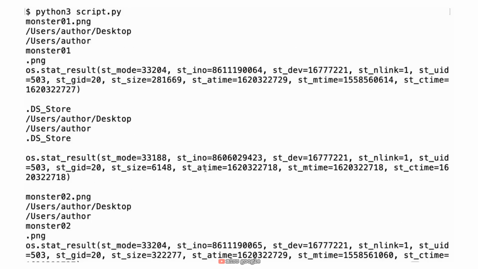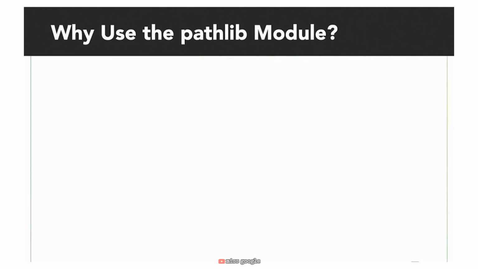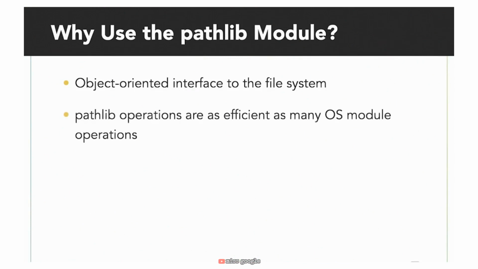Entry.stat returns the same OS stat object that we've seen before, with size, last modified time, and creation time. So why use the pathlib module? The pathlib module provides an object-oriented interface to the file system. These functions are as efficient, if not more efficient, than many of the functions used in the OS module.